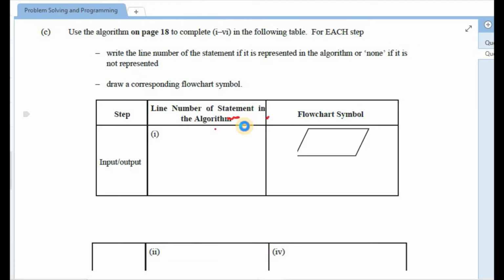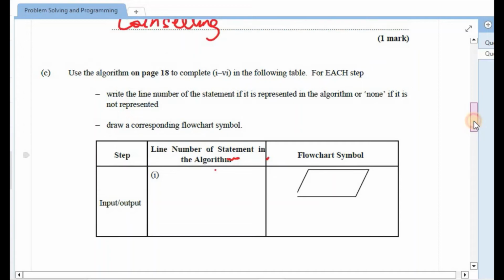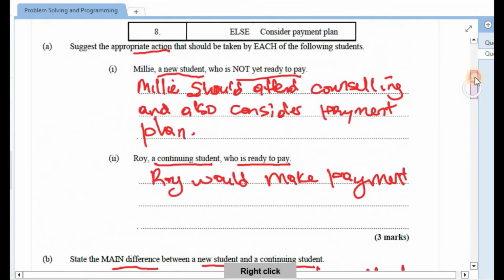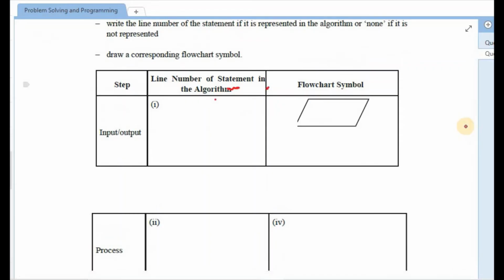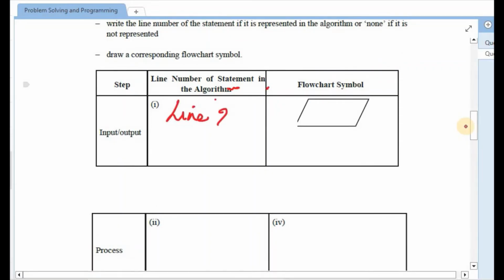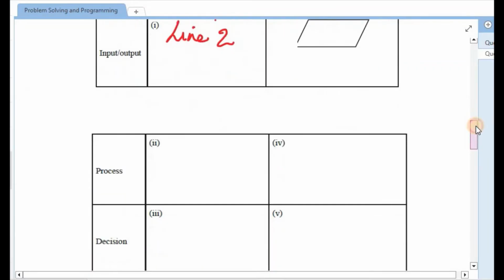All right, so my device is loading a little here. I'm unable to move my screen. Okay, ready to go. So where can we locate an input or output? And we're proceeding to the line of code to see exactly where. All right, so the decision was if the student is new, then we should output some information on line 2 that they should attend counseling. So indeed, line 2 gives us an output. And they also gave us a symbol already.